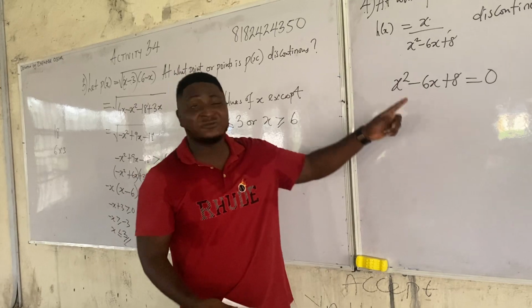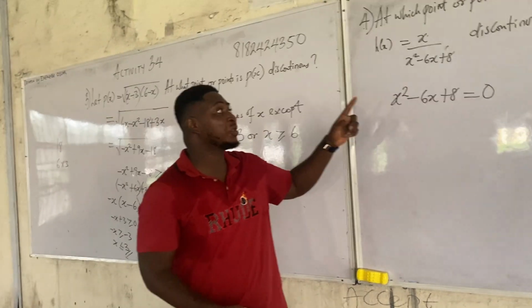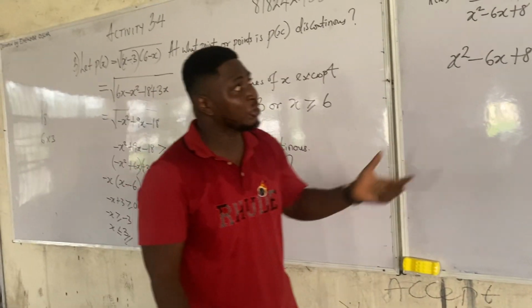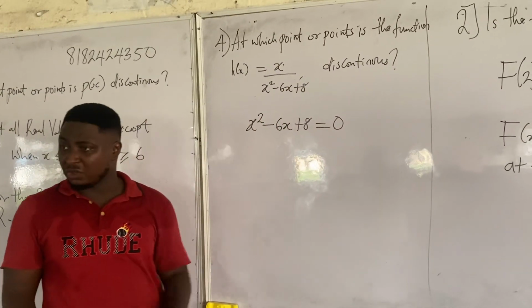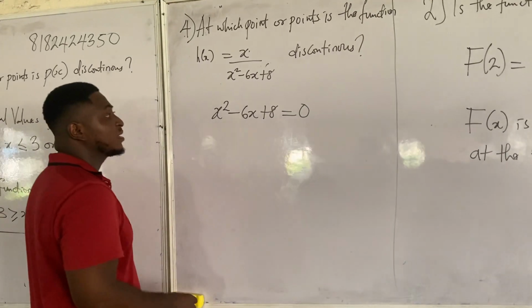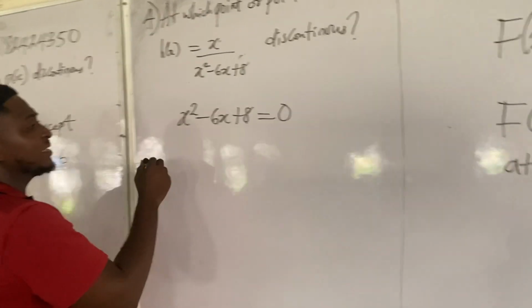Anytime you have a fraction, it's easier to solve for the point of discontinuity for a fractional function than a square root function. For a fractional function, just focus on the denominator, equate it to 0 and solve for x. Class, we factorize this to solve for x.